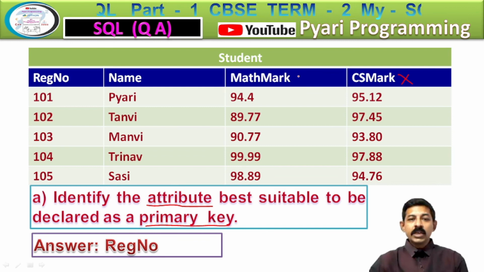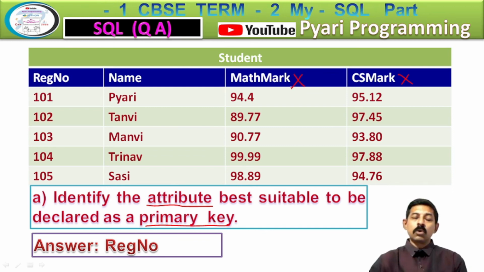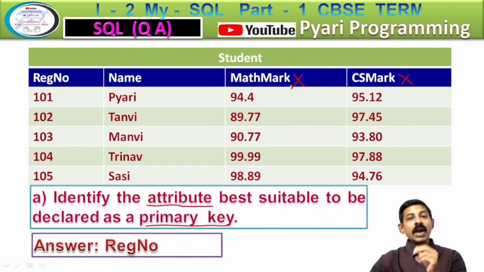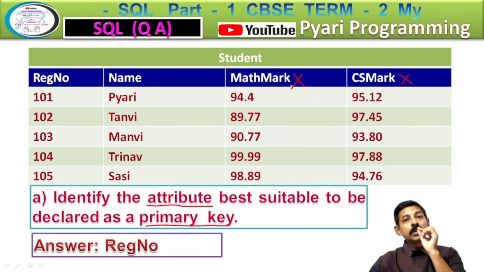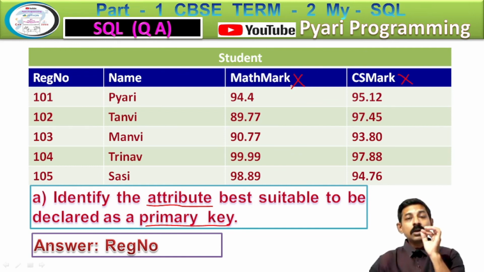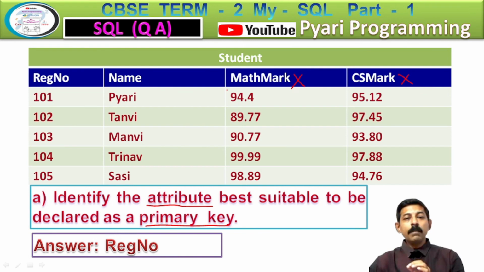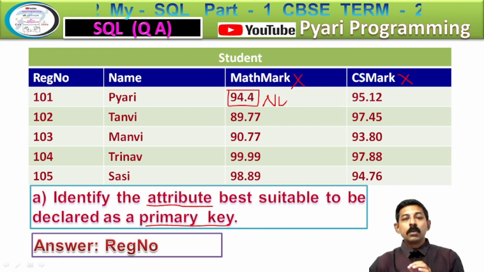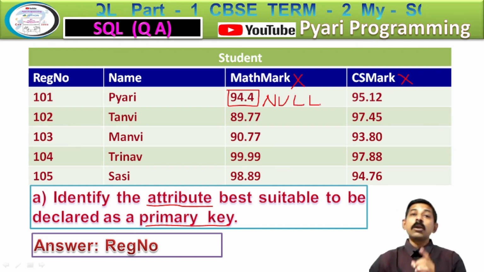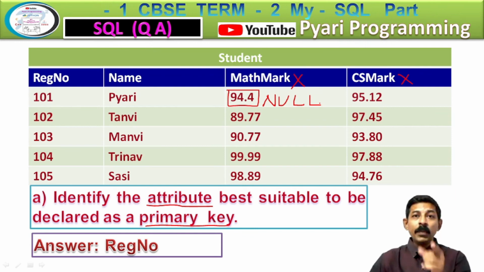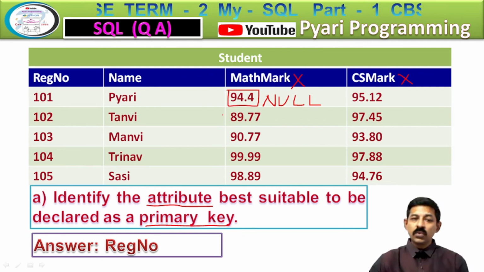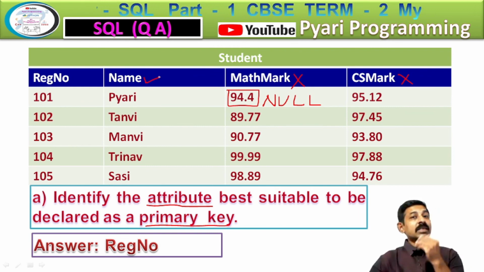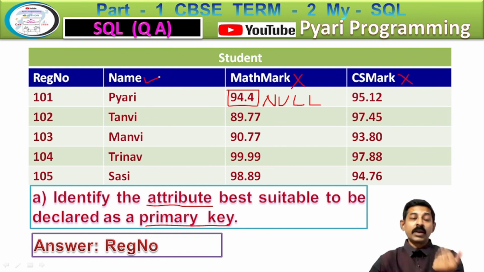Fine. Now next one is called math marks. I cannot take math marks also because of the same reason. 2 students can have same math marks. Number 2 is that suppose a student result for the math marks is withheld. That means it is not published. So in that case, it will be blank. That means I have to give null over here. Null means empty. But in case of primary key, it cannot be null. It cannot be duplicate. It must be unique. That's why we cannot take this one also. Next, name. We know that the name of 2 candidates can be same also. So that's why we cannot take the name also.